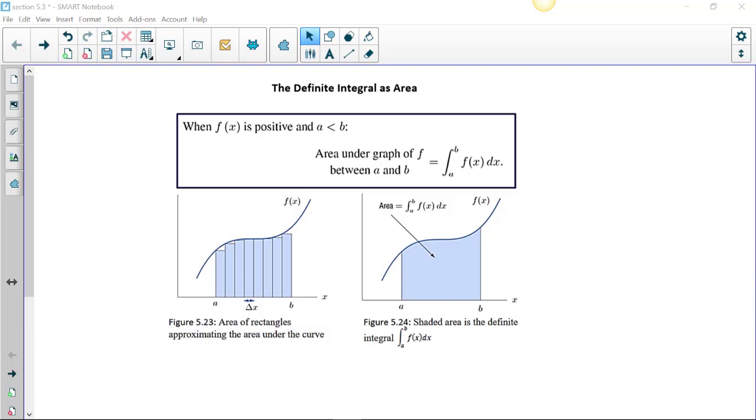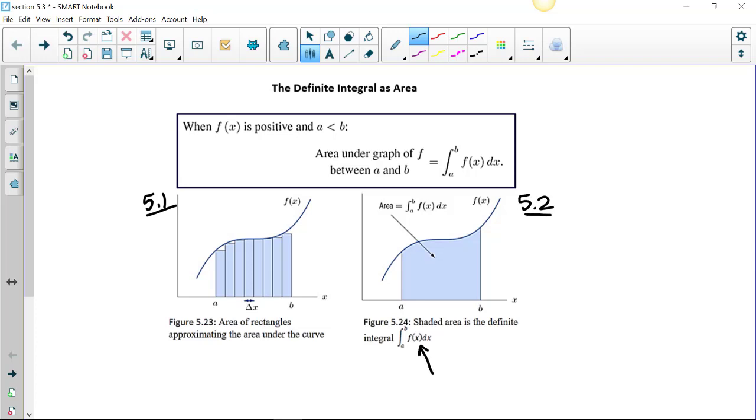Recently, we've been talking about calculating area under a curve between the curve and the x-axis. In section 5.1, we were approximating area by constructing rectangles of an equal width and calculating the area of each rectangle, adding them up, and approximating the area. In 5.2, we introduced the notation of this definite integral, and we said that that definite integral will calculate that area between the function and the x-axis.